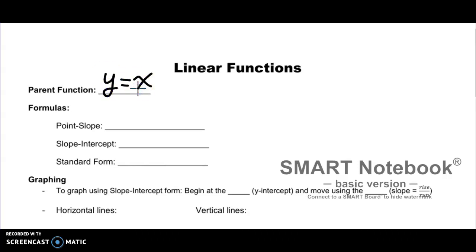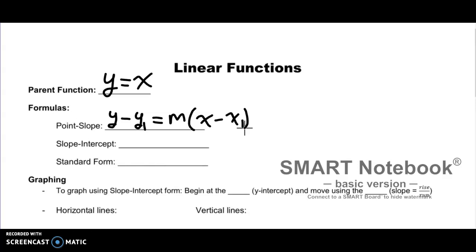Okay, and then we talked about 3 linear function formulas that we've used throughout our class. Point slope, which is y minus y1 equals m times x minus x1, where we know m is our slope and y1 and x1 are going to be coordinates that we already have. So that's going to be that point that we're given.